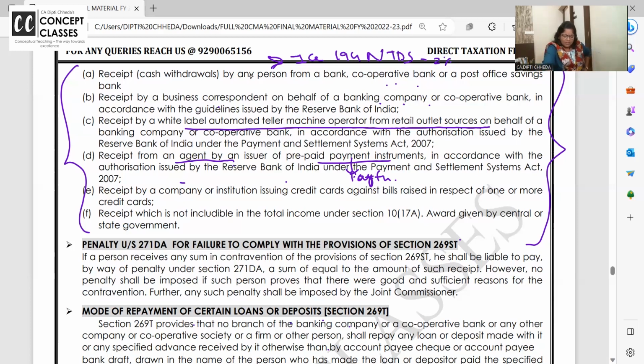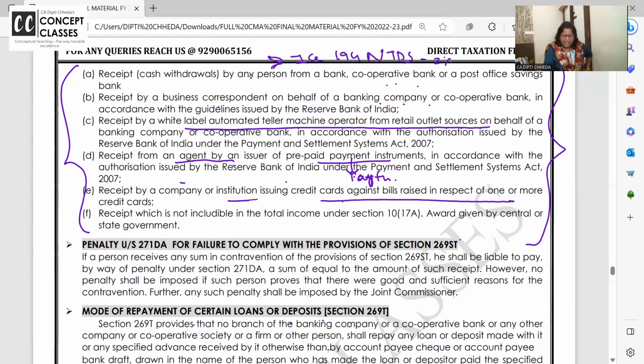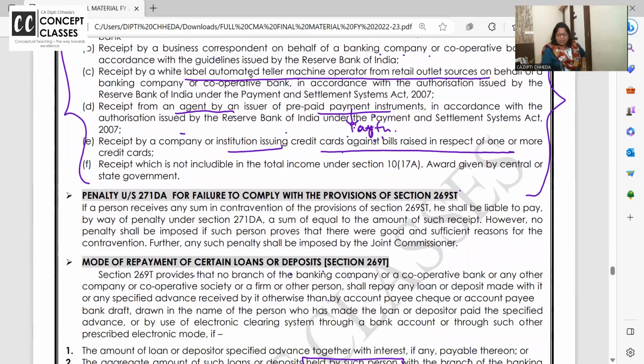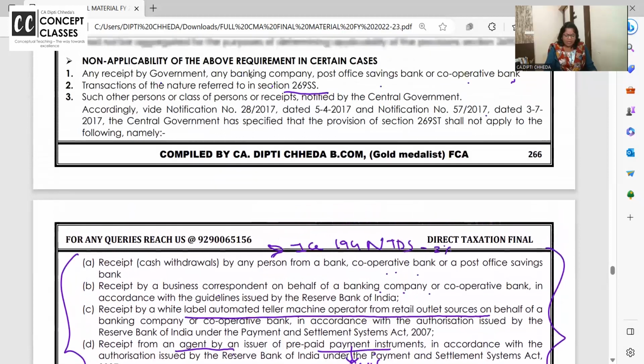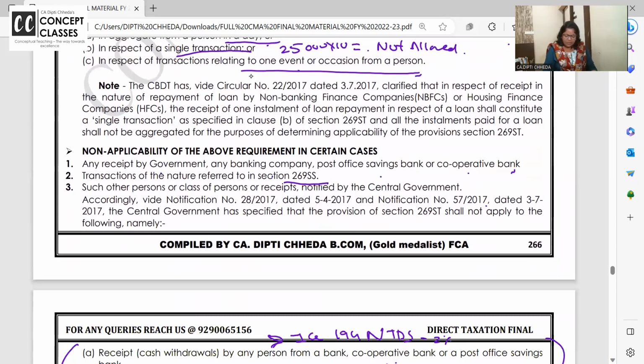Receipt by a company or institution issuing credit cards against the bill raised. Similarly, the company can repay in cash against the bill raised on the credit card. Payment of prepaid instruments, Paytm and all, the agents can pay. Receipt of award, you know, when you get awards from the central government, gallantry awards and Bal awards, bravery awards and all are given. All that can be received above 2 lakh rupees also in cash. Okay, so this is not applicable.